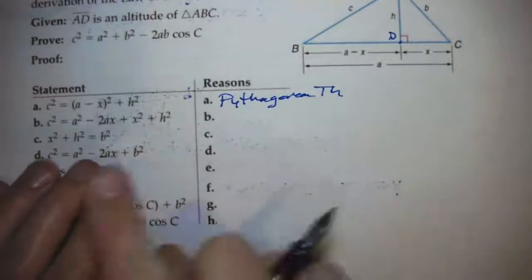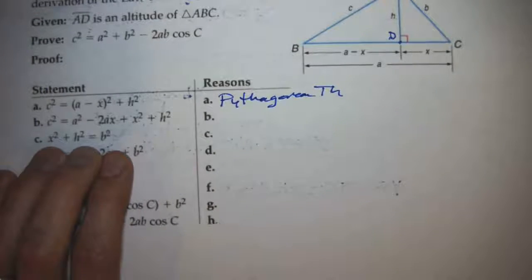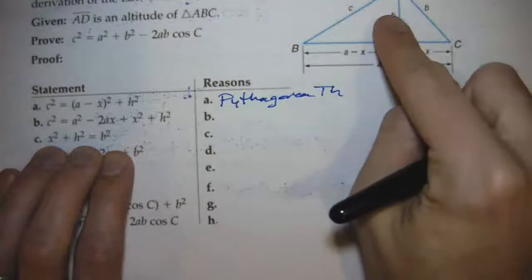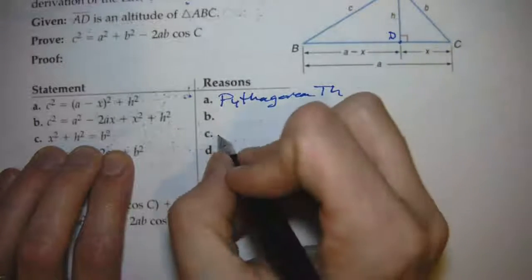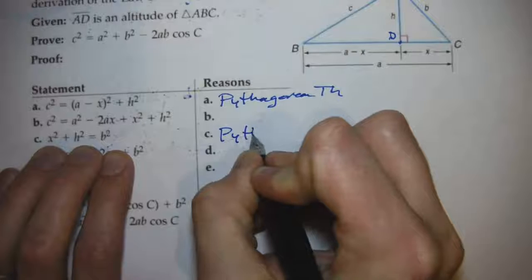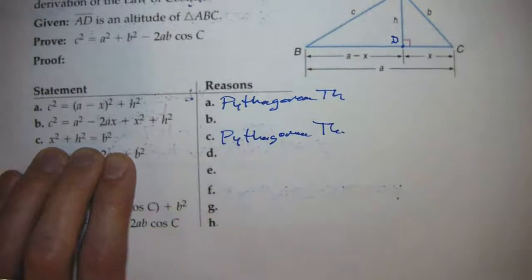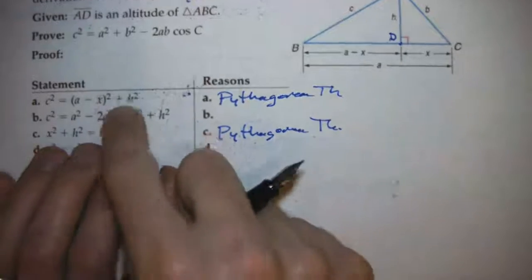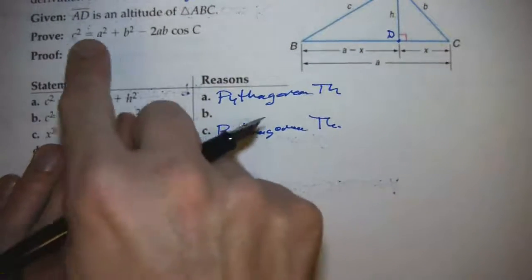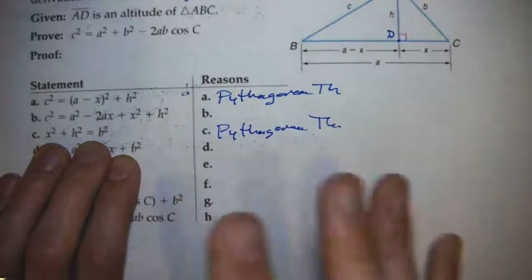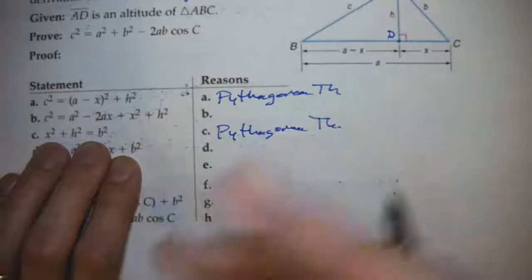Let's skip down. We're going to skip step B for just a moment. Bear with me. Take a look at step C. X squared plus h squared is b squared. Well, that's another right triangle. So that's another Pythagorean theorem issue. Now, what we're going to do is use these two right triangles, and that's why the ultimate formula has that sort of Pythagorean theorem-esque look about it. We're going to use those two combined to get what we need.